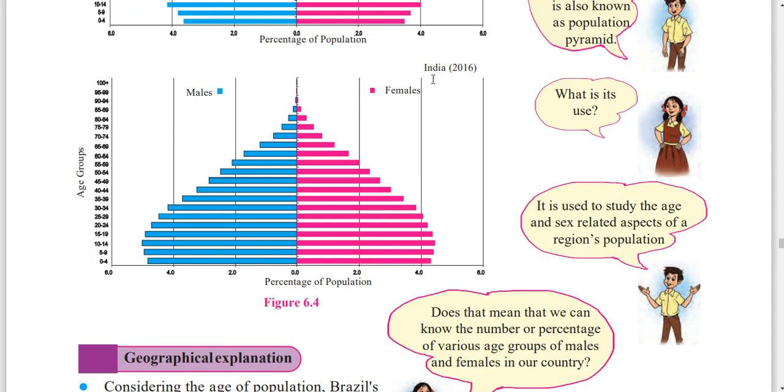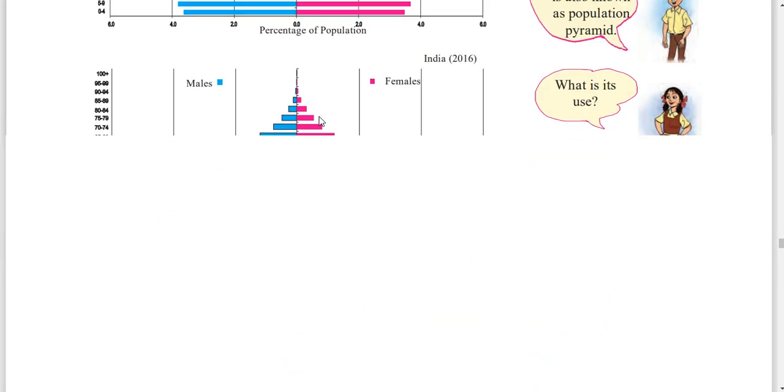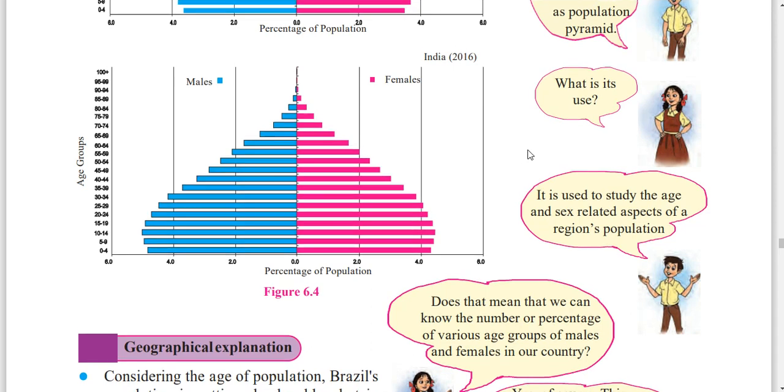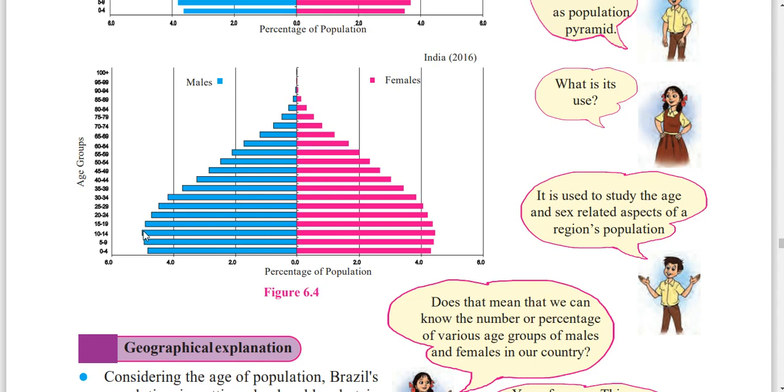And this is for India 2016, the same year. Here also the graph is similar, but on the men's side, the blue lines are slightly longer than the pink lines. In India, after the age of 14 itself, the graph keeps on decreasing, for females also, and this goes up to the age of 94.